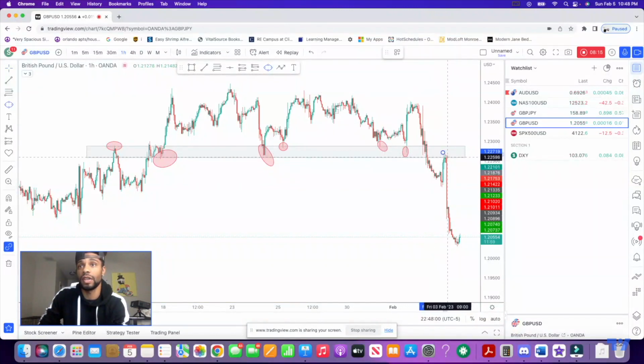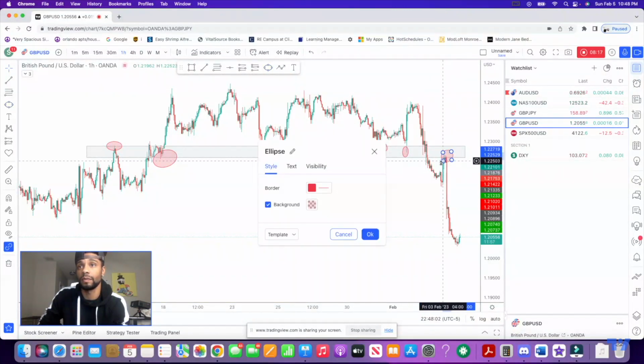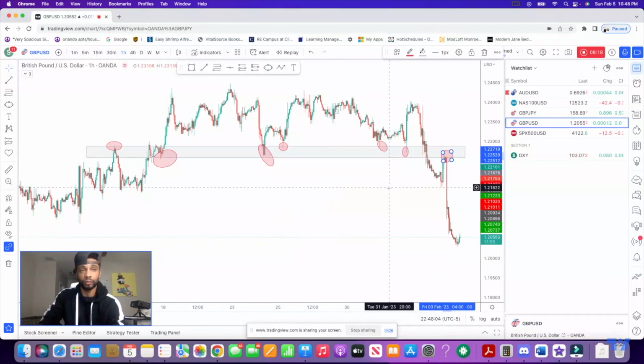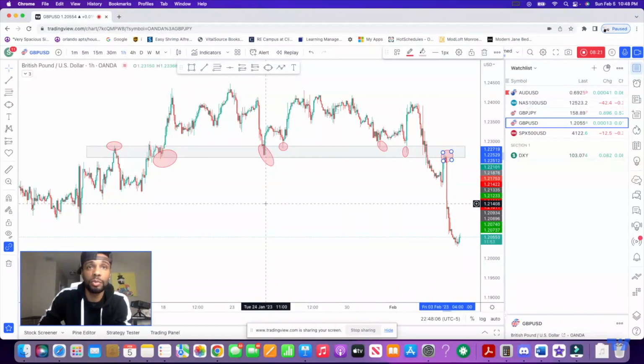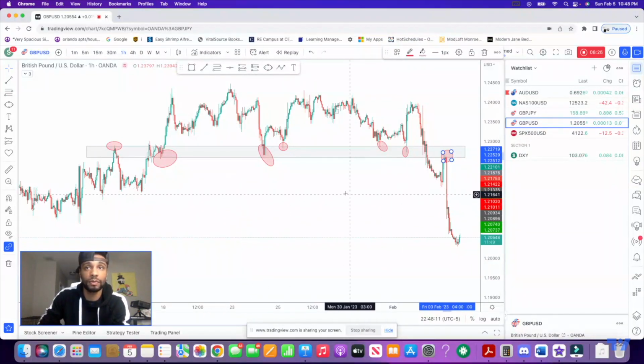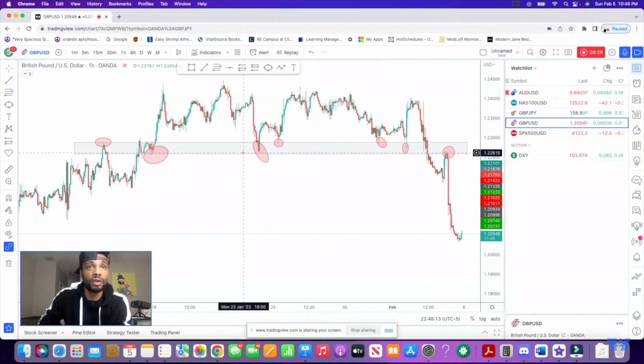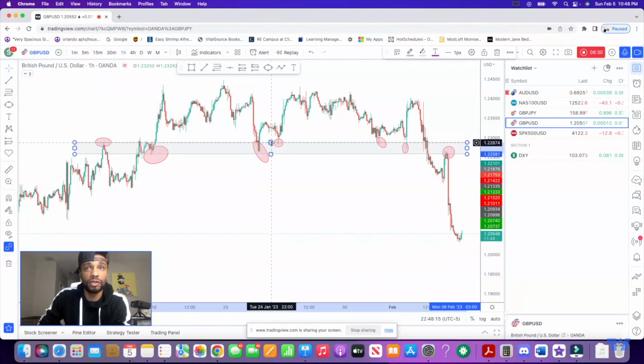As well as here. Okay, so these are areas in the market where price has tended to bounce off multiple times. Okay, all right. Now, you can adjust your zone. You don't necessarily have to do it exactly the same way. Some people do it from wick to wick, body to body. It just really depends on the person, right?